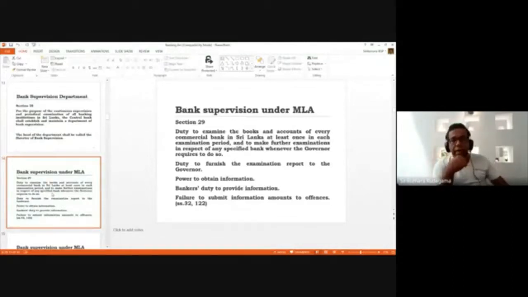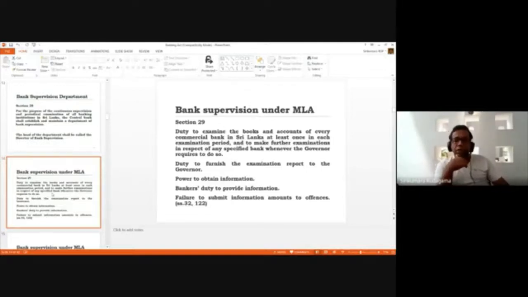So Section 29 of the MLA says that there is a duty to examine the books and accounts of every commercial bank in Sri Lanka at least once in each examination period, and to make further examinations in respect of any specified bank whenever the governor requires. So periodic examination and sometimes special examinations were enabled by Section 29.